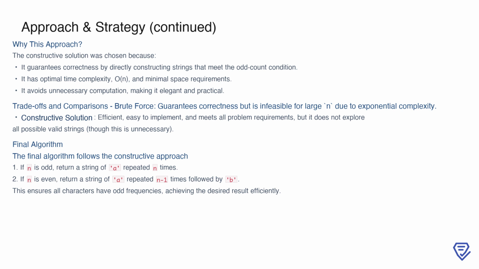If n is odd, we return a string consisting of a repeated n times. If n is even, we return a string of a repeated n-1 times, followed by b. This ensures that all character frequencies are odd, providing a valid and efficient solution to the problem.